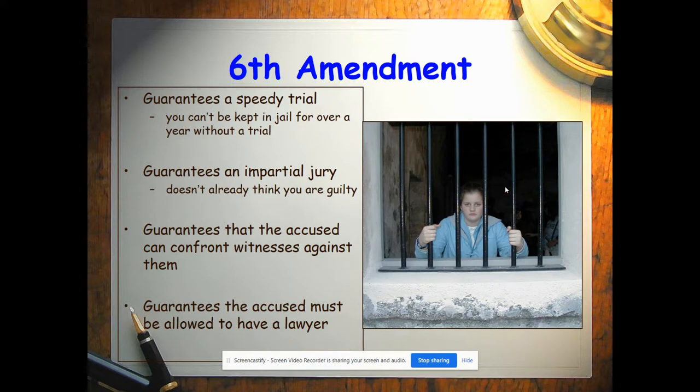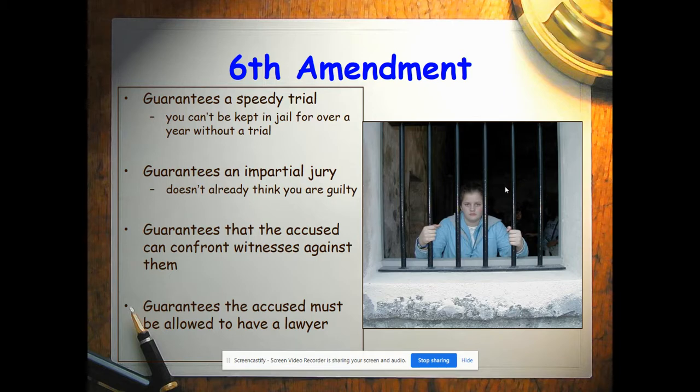The Sixth Amendment, once you have been arrested and charged with a crime, it gives you certain guarantees. So Sixth Amendment guarantees the right to a speedy trial, an impartial jury, that you can hear witnesses against you, and that you are allowed an attorney. So we're going to call this one for shorthand, rights of a person on trial.